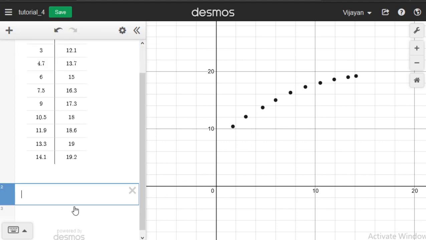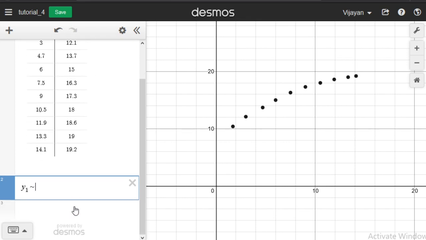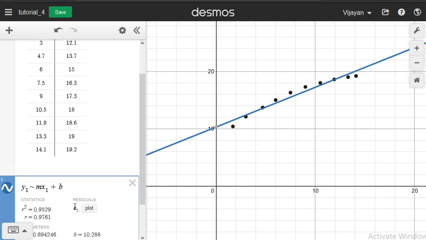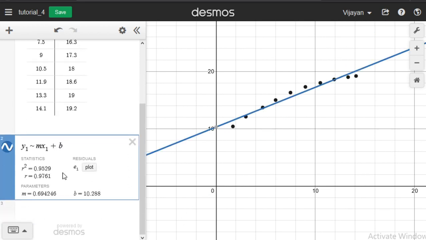For doing the regression, we will write y1, then we will give the tilde symbol. This tilde means to regress against the given set of data points. Then we will use the equation of the polynomial with degree 1, that is the equation of the straight line, mx1 plus b. After doing the regression, as you can see over here, the data points have been plotted and the straight line is passing through these data points. Now all the data points are not on the straight line. Some data points are above the straight line and some are below the straight line.